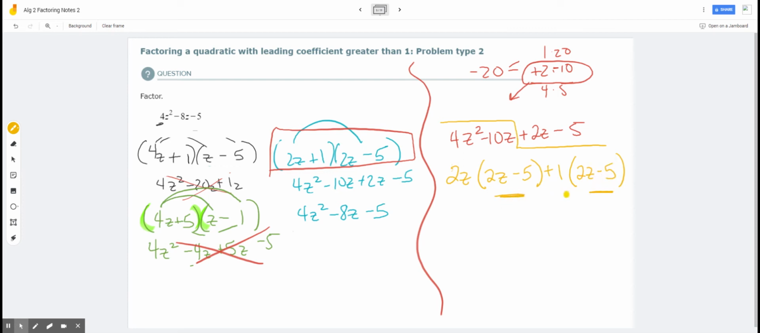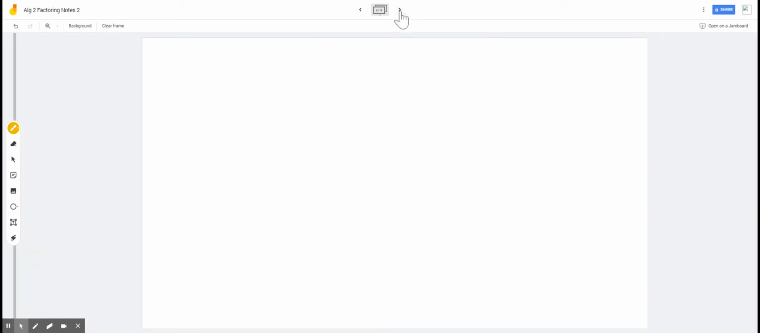Look, this is in common. 2z minus 5 times 2z plus 1. And in this case, don't you think this one seemed a little less problematic than that one? Okay, so it's up to you.